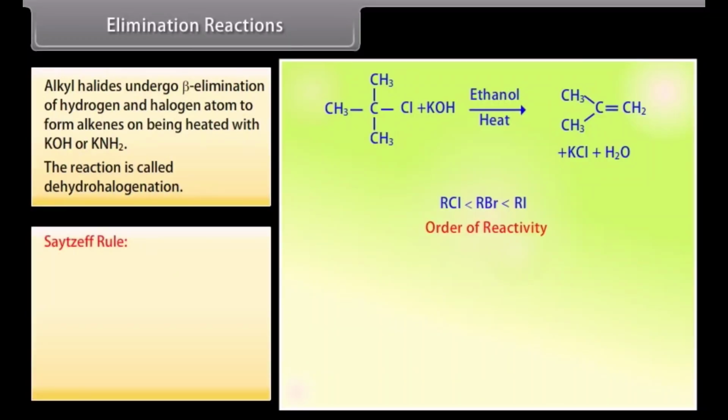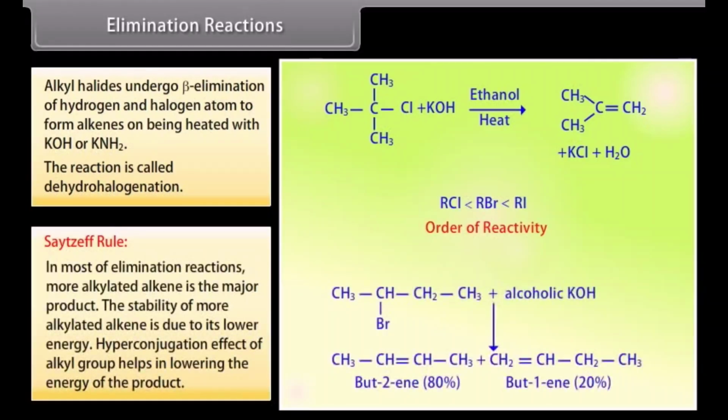Saytzeff rule. In most elimination reactions, the more alkylated alkene is the major product. The stability of the more alkylated alkene is due to its lower energy. The hyperconjugation effect of the alkyl group helps in lowering the energy of the product.